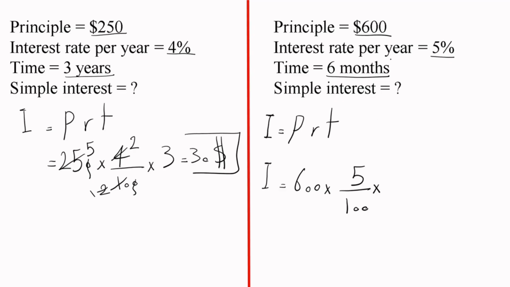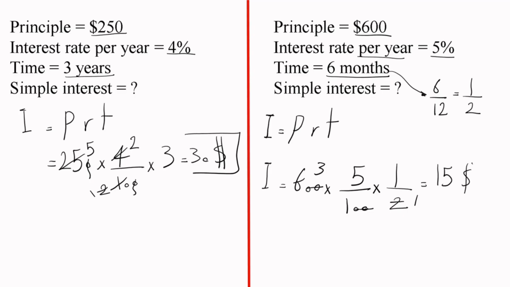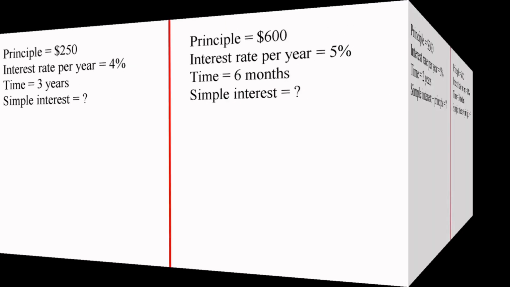And what is T here? It is 6 months. But the interest rate is per year. So I must convert it to the year. 6 months, I can write it as 6 over 12, because we have 12 months in a year, or 1 over 2. These two zeros will be cancelled by each other out. And I can simplify it by 2, 1. By 2, 3. It's going to be $15. And this is the amount of interest after 6 months.